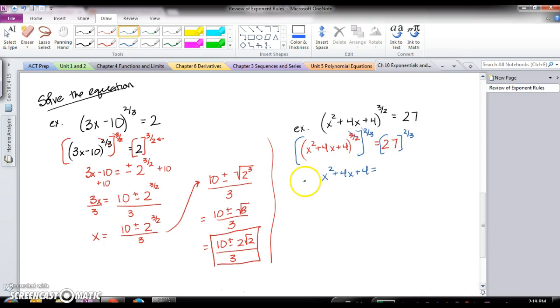Now I recognize that this is different from the last one because the last equation was linear once I got rid of the exponent, but this equation is quadratic once I got rid of the exponent 3/2. So I need to solve this as a quadratic, which means I really need to take this 27 to the 2/3 power and move it to the left side and solve it. So I kind of want to simplify this right now. This would be the cube root of 27 squared. Cube root of 27 is 3. 3 squared is 9. And now I can move that 9 over.